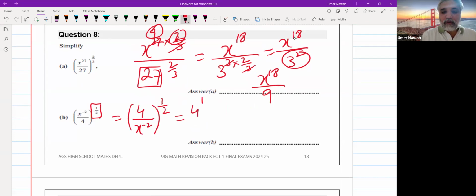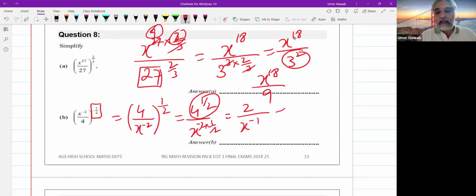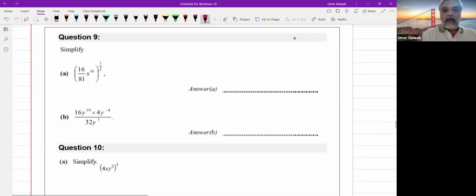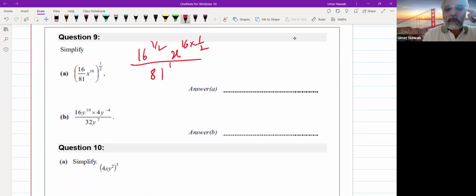Now I'm sharing the power, 4 power half, and x negative 2 times half. So what is the square root of 4? It is 2. The 2s cancel, x power negative 1. If you want to keep it like this, or you want to send it up, x raised to power 1, x goes up, so its negative power changes to the positive power. So now 2x power 1. That's the final answer. Now I'm sharing 16 power half, 16 power half over 81 power half.